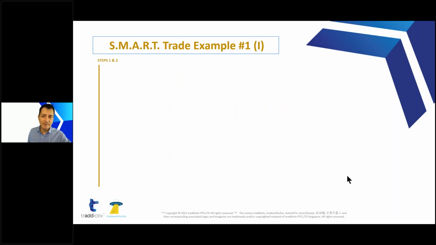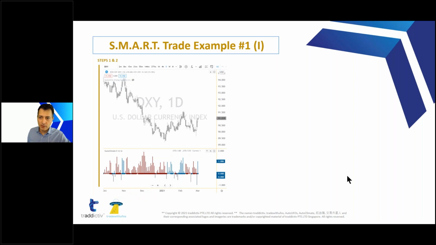How would I do steps 1 and 2? Well, take a look. I have loaded a chart with the symbol DXY. So I am charting the dollar index, and I am using a daily time frame. That was the selection for that particular example.